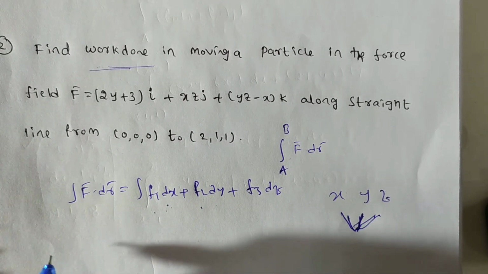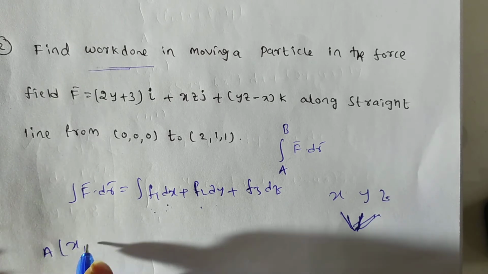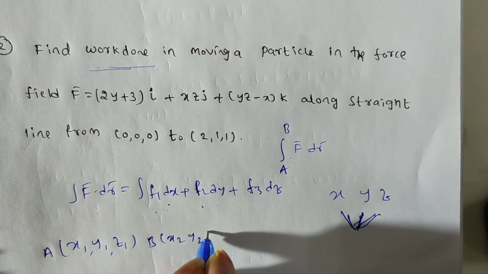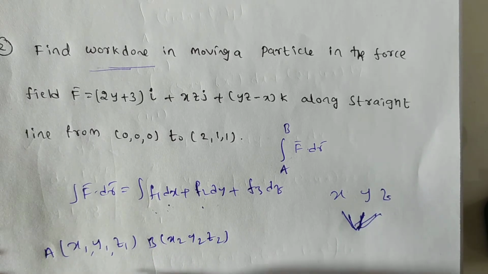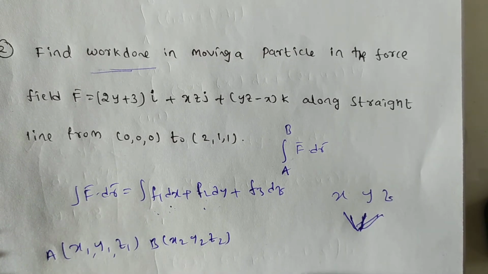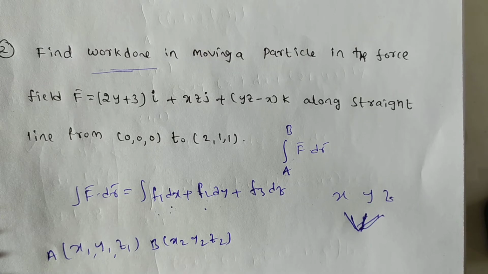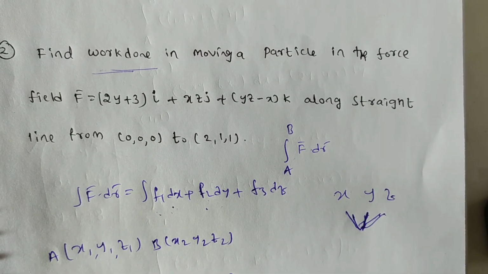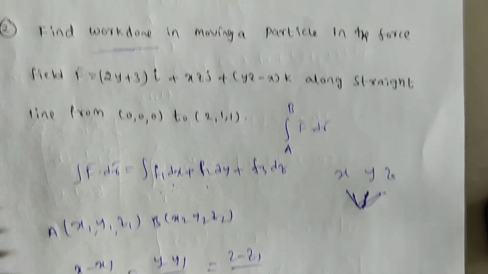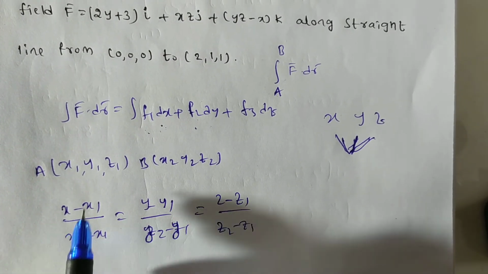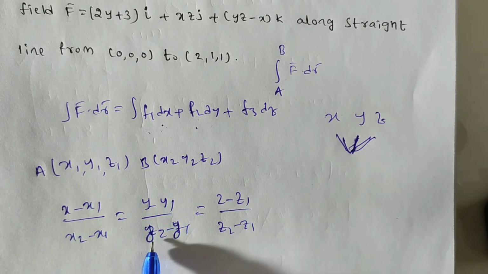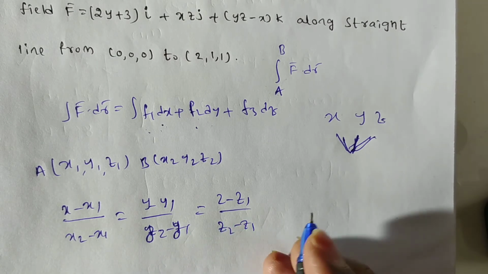The straight line form is: if you know the point A is (x1, y1, z1) and B is (x2, y2, z2), then the straight line AB is (x minus x1) by (x2 minus x1) equal to (y minus y1) by (y2 minus y1) equal to (z minus z1) by (z2 minus z1). I will repeat again: the straight line AB is (x minus x1) by (x2 minus x1) equal to (y minus y1) by (y2 minus y1) equal to (z minus z1) by (z2 minus z1).